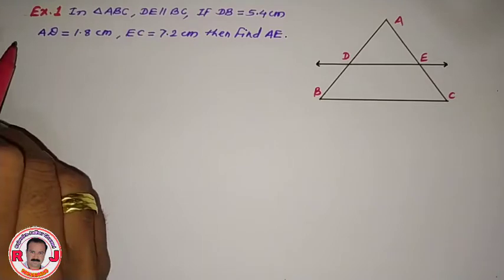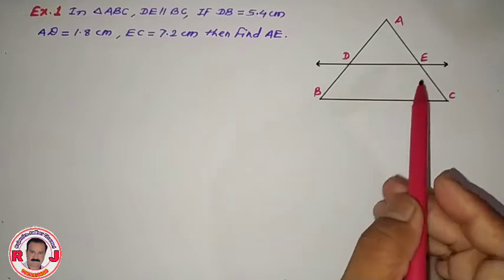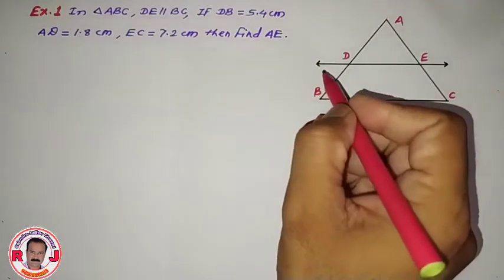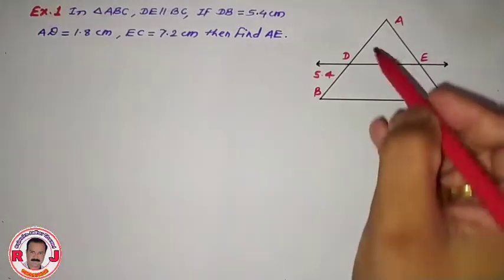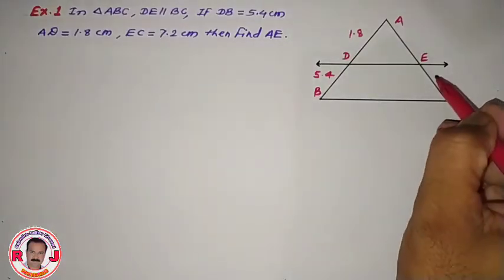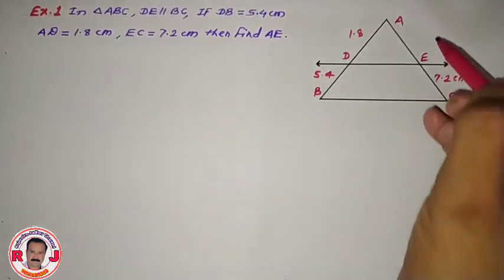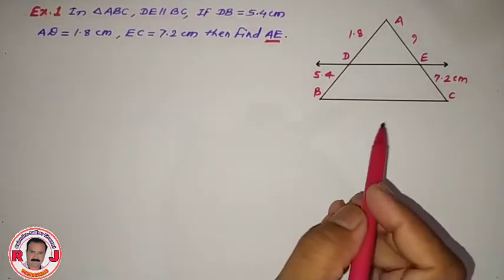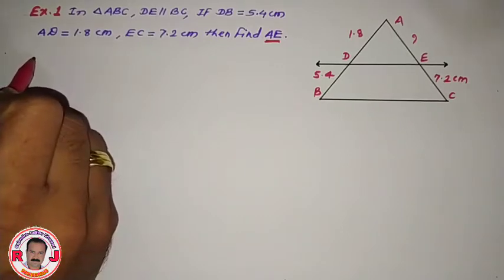Let's see example number 1. In triangle ABC, DE is parallel to side BC. If DB is 5.4 centimeter, AD is 1.8 centimeter, and EC is 7.2 centimeter, then find the value of AE. The figure is like the basic proportionality theorem figure. Here is the solution of this example.